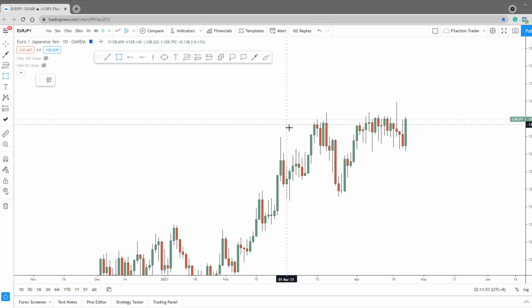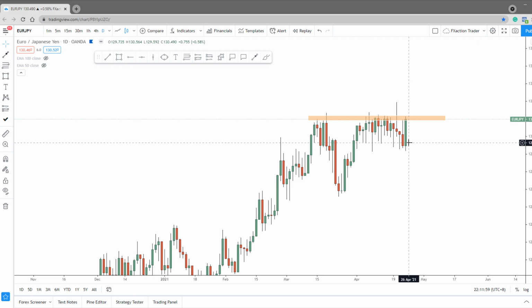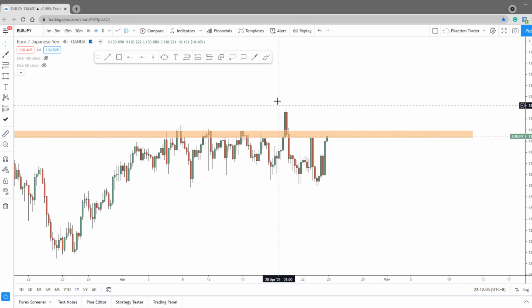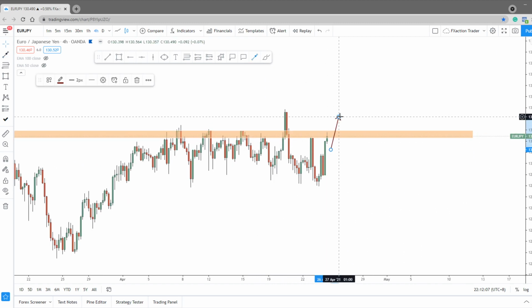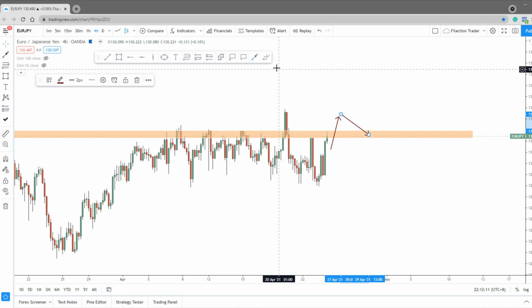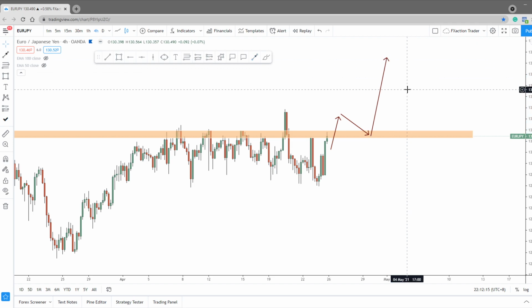However, the resistance on the daily chart still held, and we did not see a clear breakthrough of this resistance level. So this week, what we are going to wait for is one more clear break above the resistance level, and when the market does the pullback, this is the time for us to enter a buy trade and trade along with the trend.